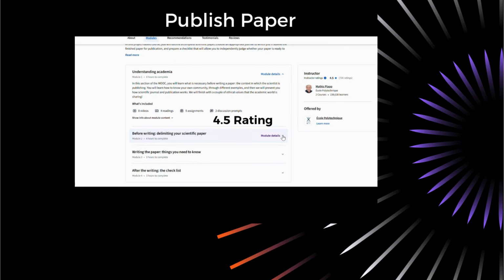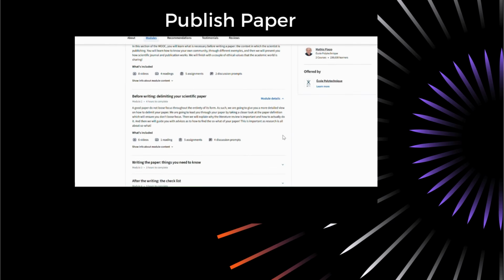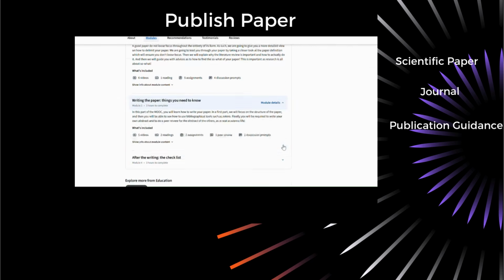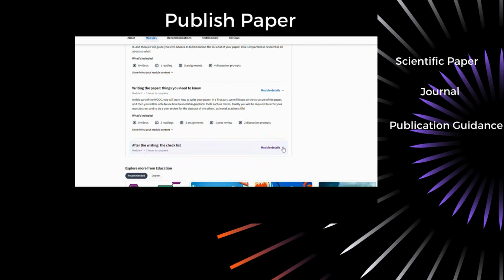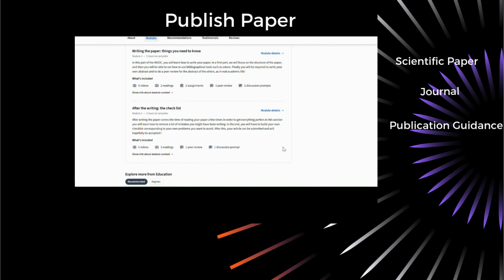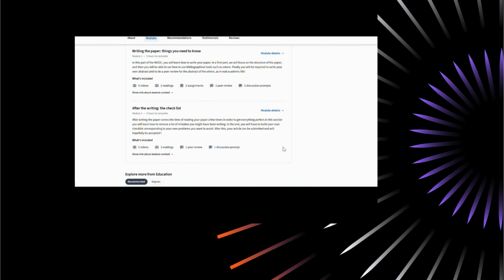And you can understand how to complete a scientific paper, how to submit a journal paper for publication, and prepare a checklist that will allow you to independently judge whether your paper is ready or not.